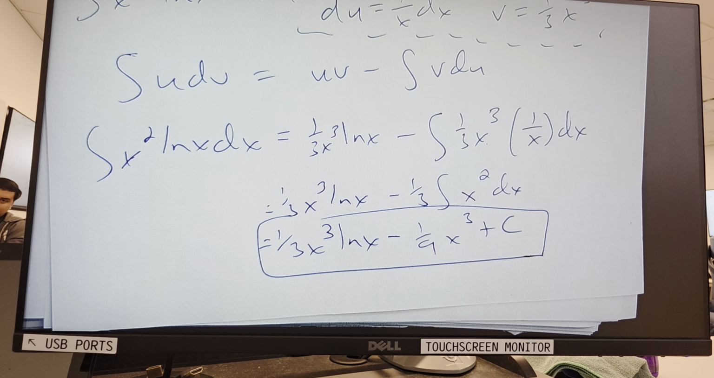Where did 1/x go? Oh, no, it didn't go anywhere. What's x cubed divided by x? X squared. Oh, yeah, it's in there. It's like ragu.